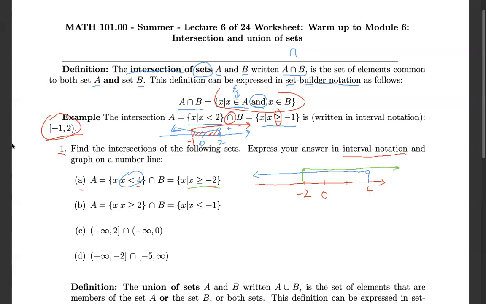So what is the intersection of both? Let's use a purple color. We see the intersection is from -2, including -2, up to 4, but not including 4, right? This is the intersection. Those numbers in the set A and also in the set B. So we use interval notation, including -2, we use bracket. Not including 4, we use close parenthesis. So this is interval notation. Let's see B.